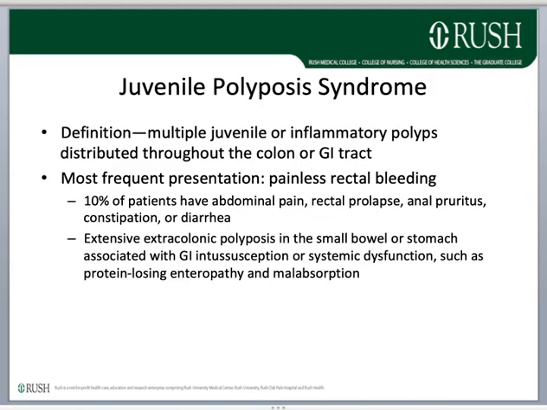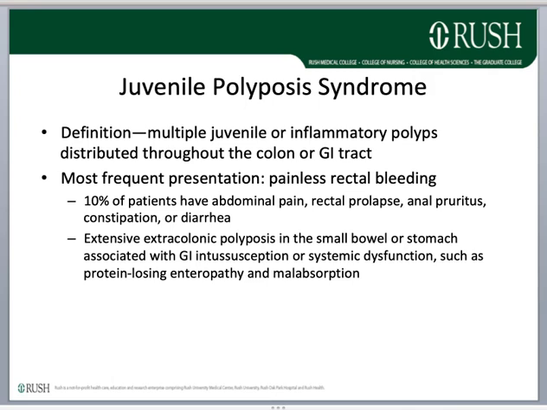Juvenile polyposis syndrome denotes multiple juvenile or inflammatory polyps distributed throughout the colon or gastrointestinal tract. JPS is the third most common form of intestinal polyposis. Children with JPS usually present with painless rectal bleeding. Less than 10% have symptoms such as abdominal pain, rectal prolapse, or anal pruritus, constipation, or diarrhea.